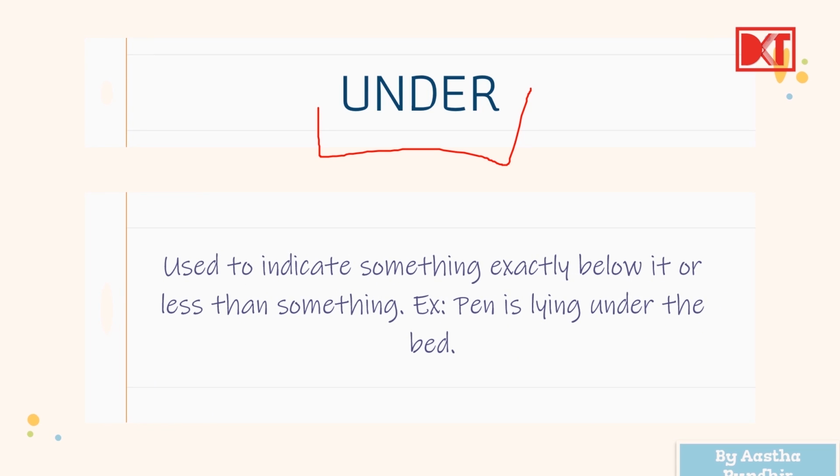So the next preposition is under. Let's see when under is used. It is used to indicate something exactly below it or less than something. Under मतलब, जैसे यहाँ पे है, pen is lying under the bed. जब bed के नीचे चला गया है pen, and the pen is under the bed. So pen is lying under the bed. Right?